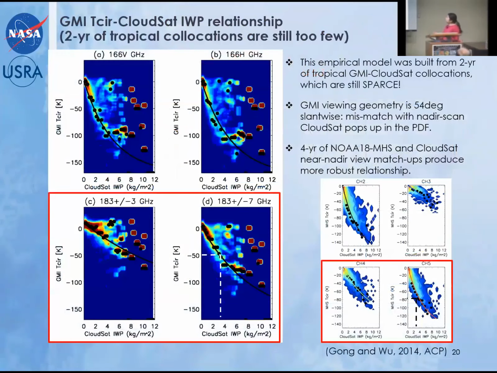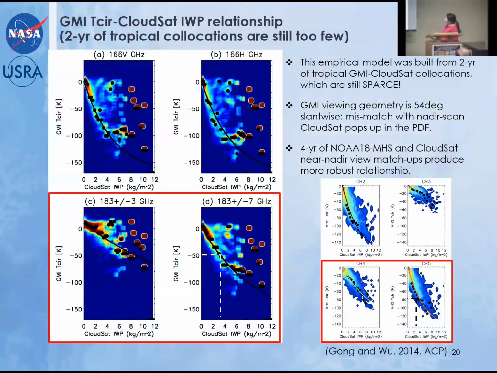So then we just co-locate all the GMI TCIR with CloudSat retrieved ice water path. The concept here is that we don't necessarily need to get the correct answer, but we want to get a consistent answer. In terms of consistency, we treat CloudSat as the baseline. That's where we get our ice water path retrieval.